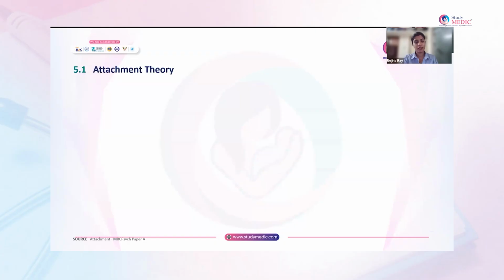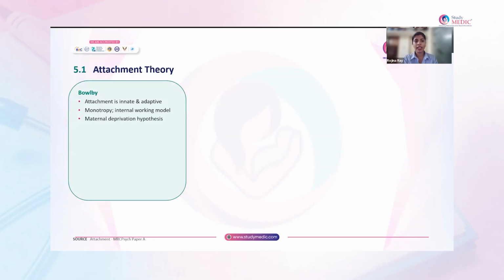So let's begin with our first section, that is attachment theory. I hope all of you are familiar with attachment theory. It was proposed by John Bowlby. He defined attachment as a specific dyadic emotional bond between an infant and the infant's primary caregiver. I want to highlight here that attachment is innate and it is adaptive. It's innate in the sense that infants need to form a relationship with their caregivers for survival. And this primary caregiver is usually the mother, but it may not necessarily always be the mother.